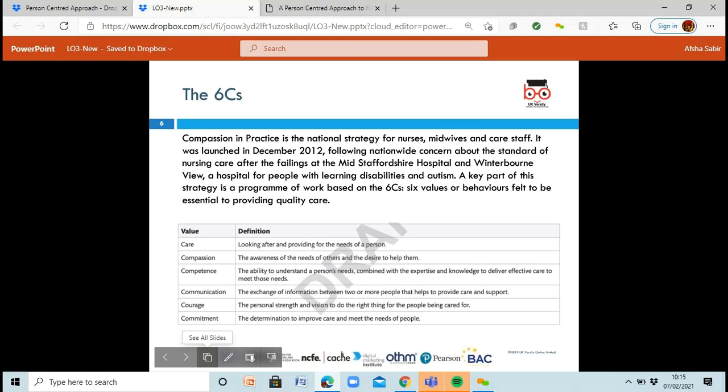Now, for example, if we have a hospital with people with learning disabilities and autism, and anywhere you've got elderly patients, you need to be able to promote their care, and you need to know how to help them. And how is that done? So the 6 Cs is here as a framework, as a set of values that help care professionals know what sort of behaviors they need to have to provide the quality care that they need. Now, we've got care. So these are the values, the 6 of them: care, compassion, competence, communication, courage, and commitment.